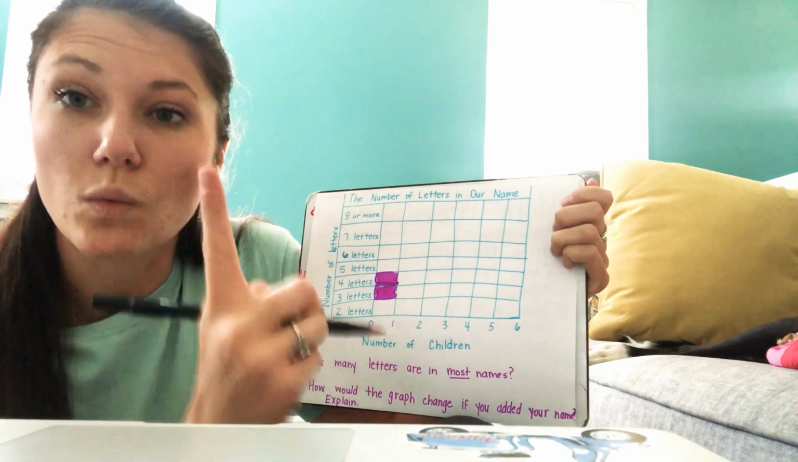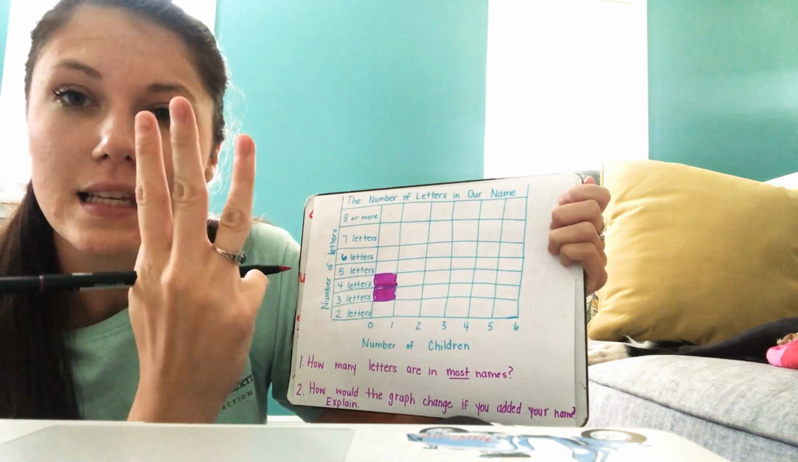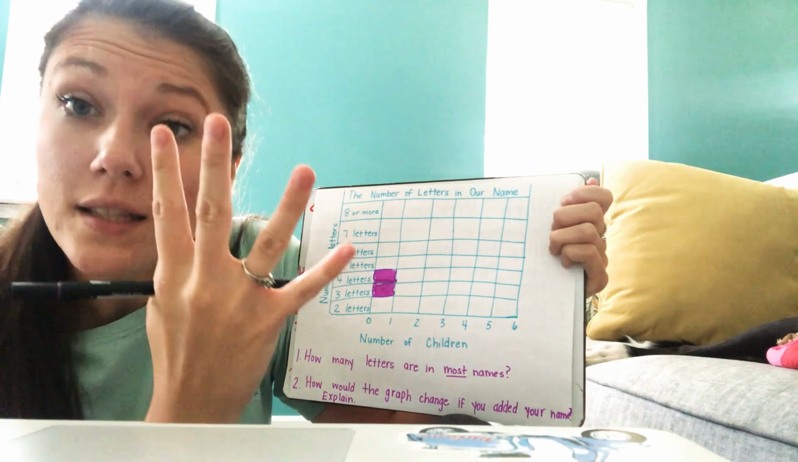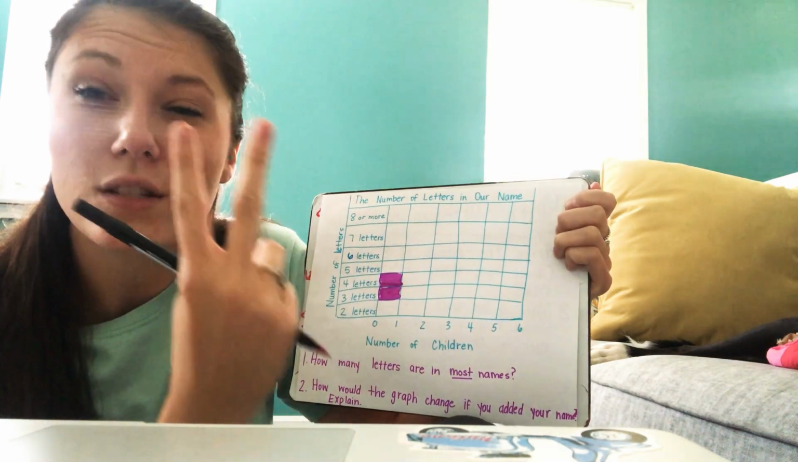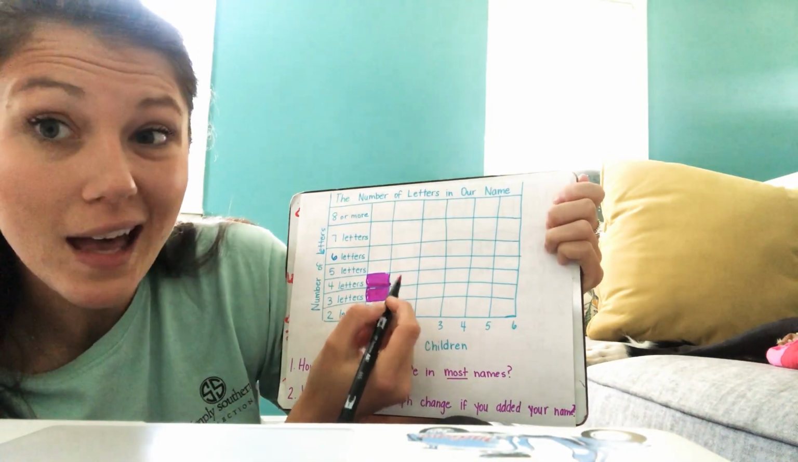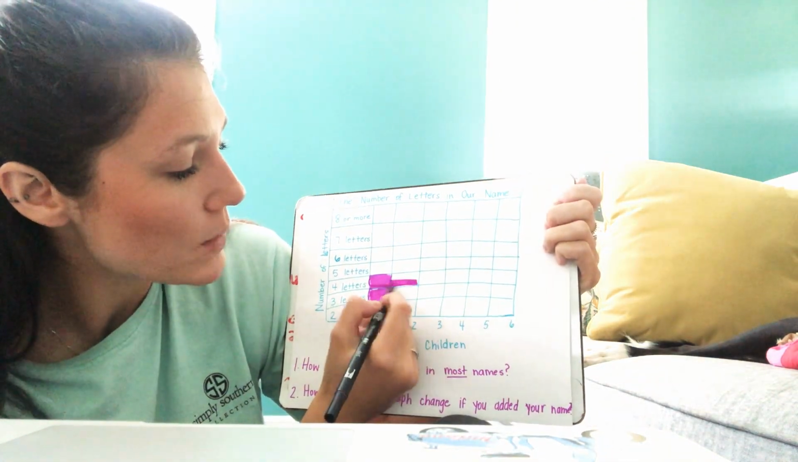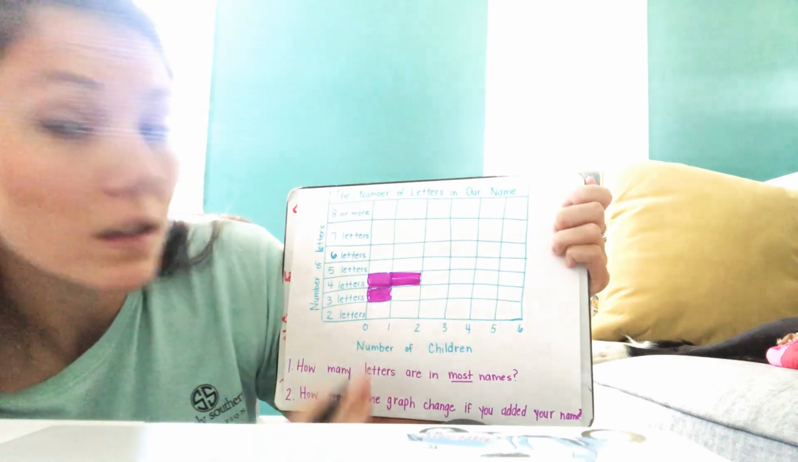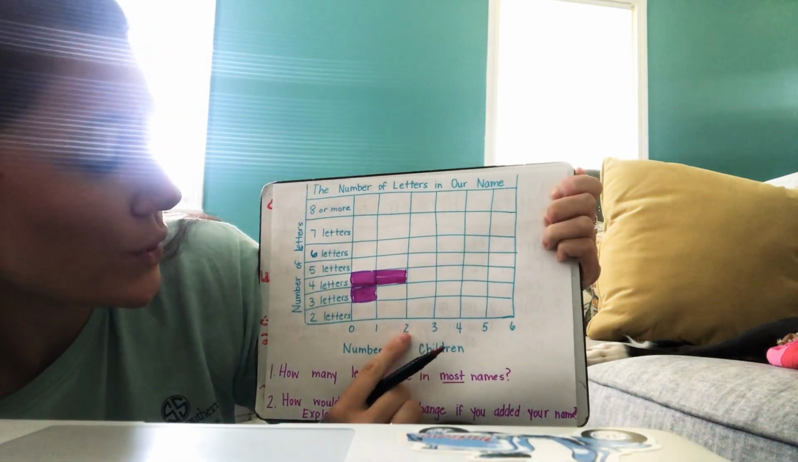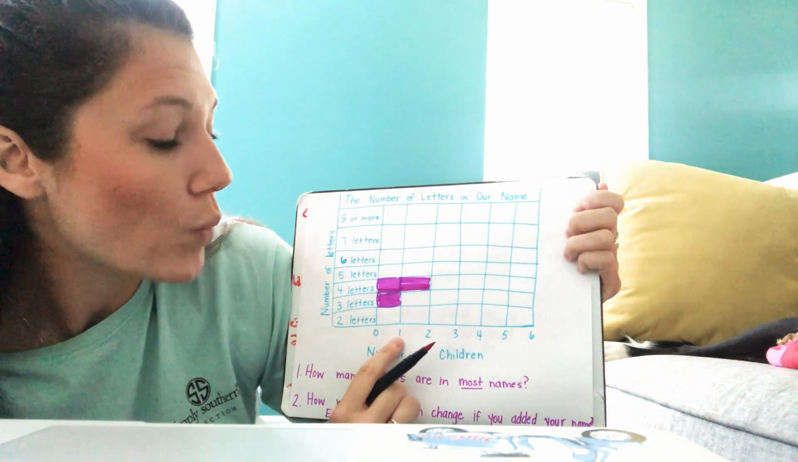What if I had a friend named Matt? Well, let's count. 1, M-A-T-T. That one also has 4 letters. So that's 2 people that have 4 letters in their names. So I'm gonna go ahead and color in the next box. So now I'm showing that I have 2 friends that have 4 letters in their name, and 1 friend that has 3 letters in their name. Okay, so that's how you're gonna graph your information, okay?